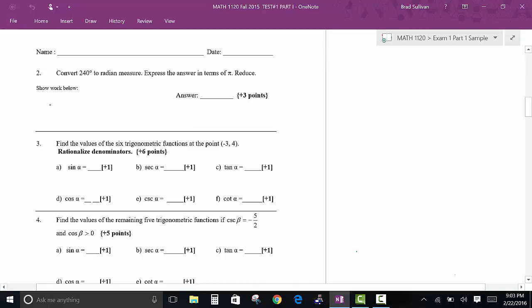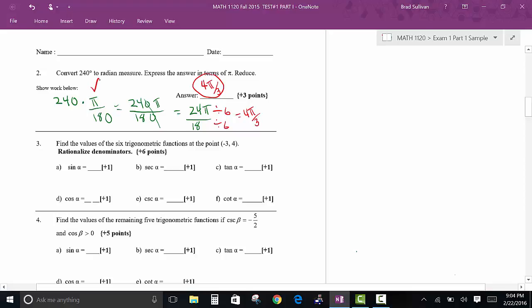So if we're converting 240 degrees to radian measure, what we learned to do on this is you just simply multiply that by pi over 180. And then you want to reduce the fraction. So if we multiply that together, we would get 240 pi over 180. Of course, the zeros cross out, leaving you 24 pi over 18. Now you can reduce this fraction by 6. Both of those numbers divide by 6. So it's going to give 4 pi over 3 as the solution to the problem. So that's just multiply by pi over 180 and reduce. Very simple thing to do.